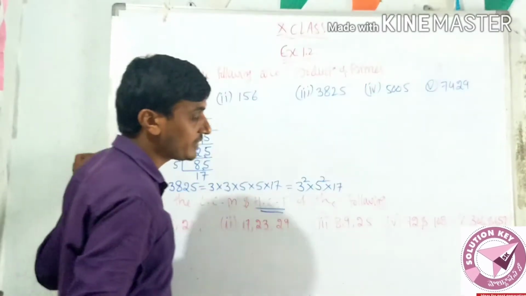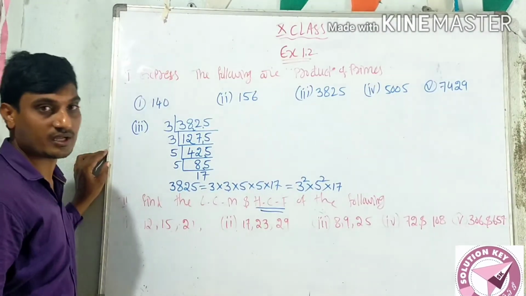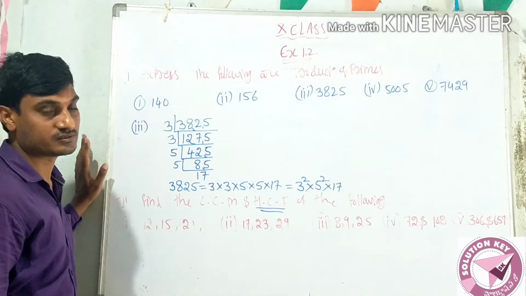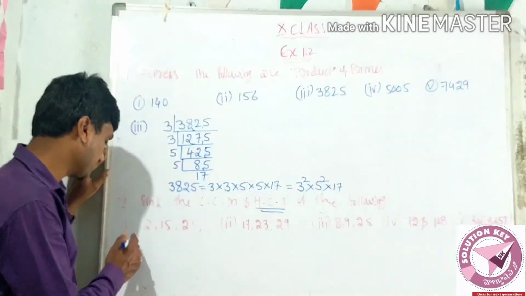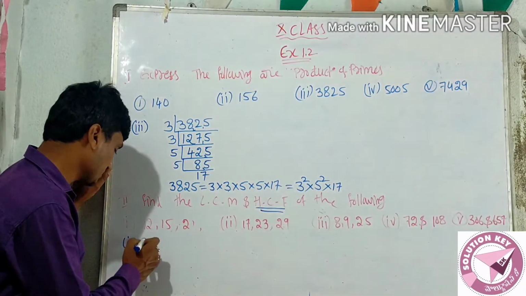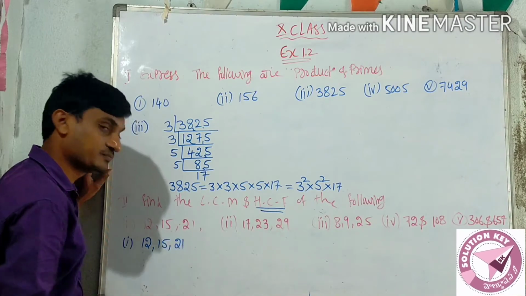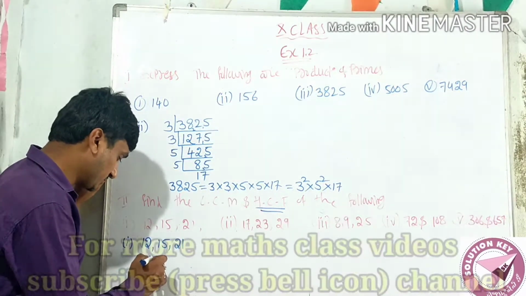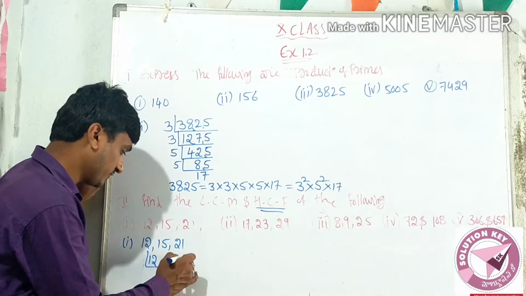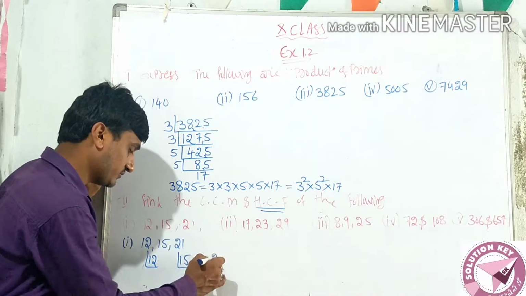Here, again 5 problems are there. In that, I am taking any one problem, the first one. First one is what? 12, 15 and 21. Take them separately: 12 is separate, 15 is separate, and 21 is also separate.